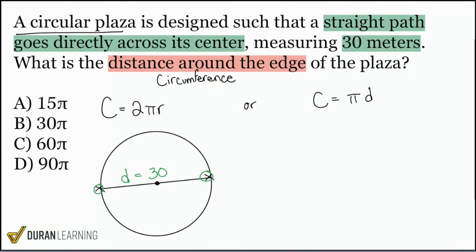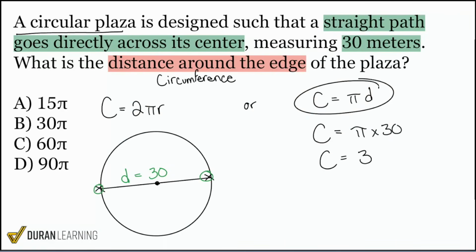And we can say with confidence that we should use this formula here. Why? Because it uses the diameter. This one uses radius. This is the right one. They're both the same formula, but let's use this one. Circumference equals pi times 30. And that's just going to be 30 pi.